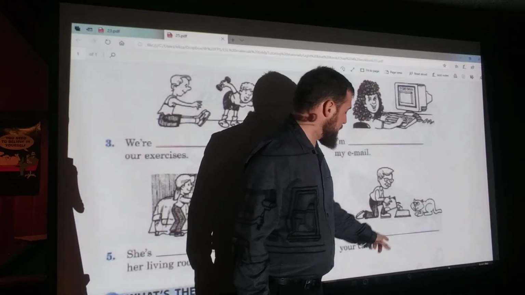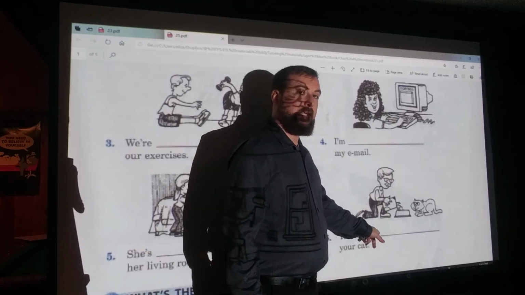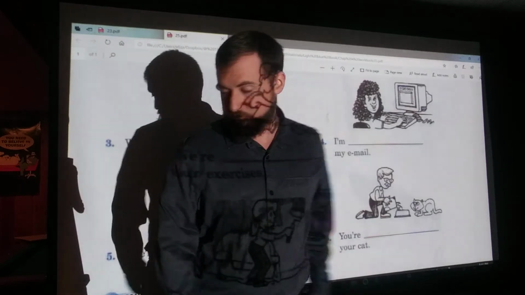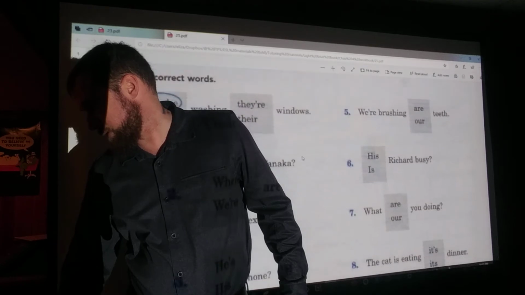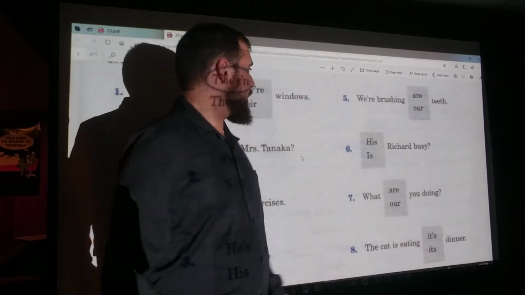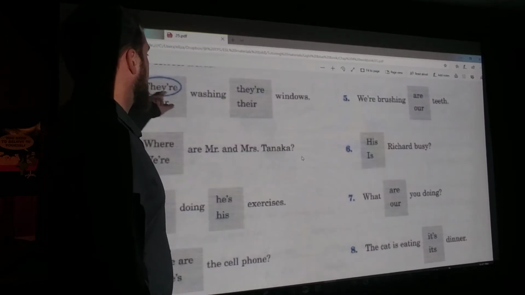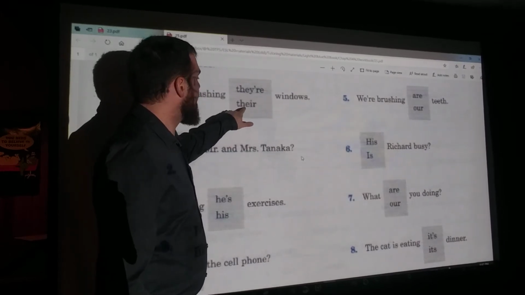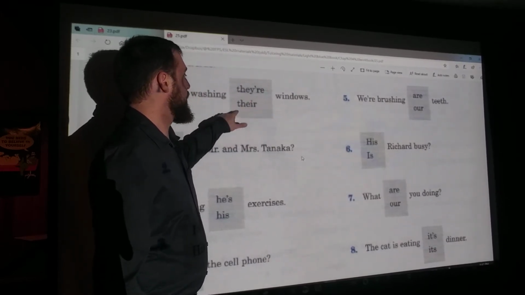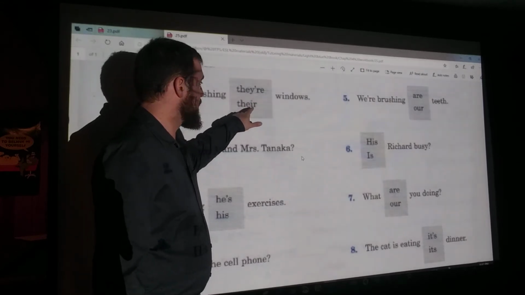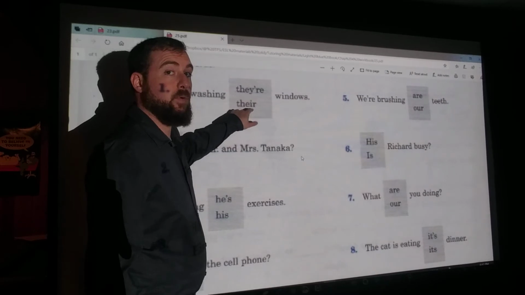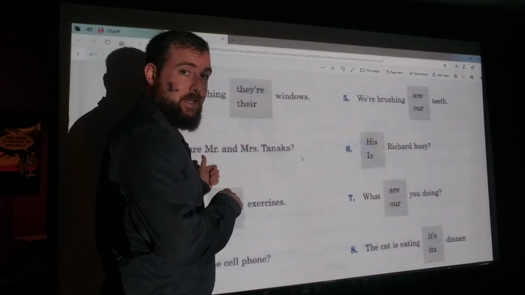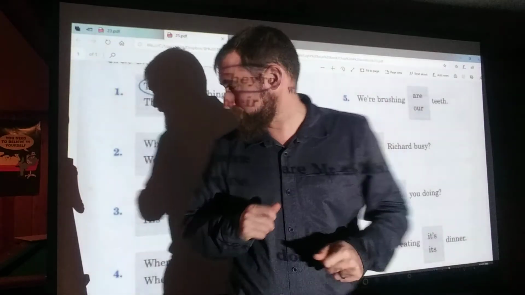You're feeding your cat. F-E-E-D-I-N-G. Okay. Moving on to the next part. See if we can get that all in one shot. Looks like I can. Okay. So, they're washing their windows. T-H-E-I-R spells their, the possessive adjective. Their windows. So this one. Make sure you got the right one. Pay attention. I've seen a lot of people think this was easy and then get stuck on some of the questions because they weren't looking. So pay attention.